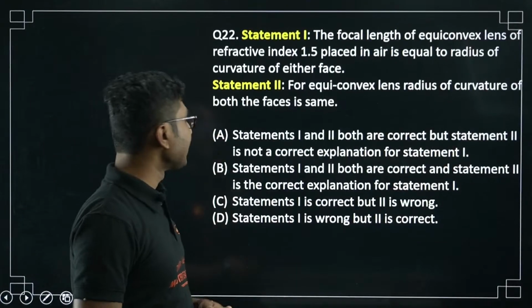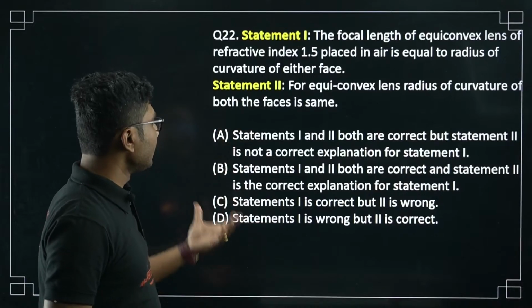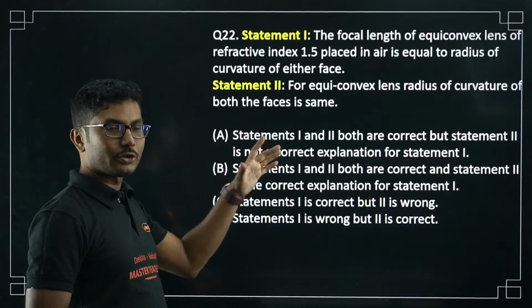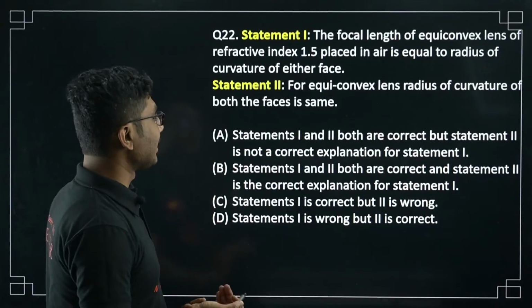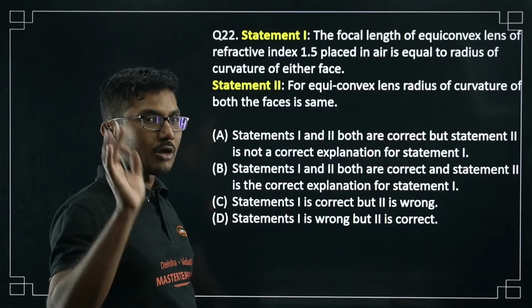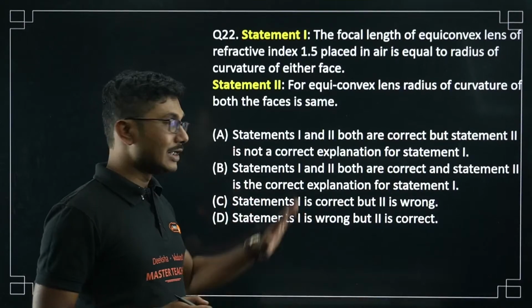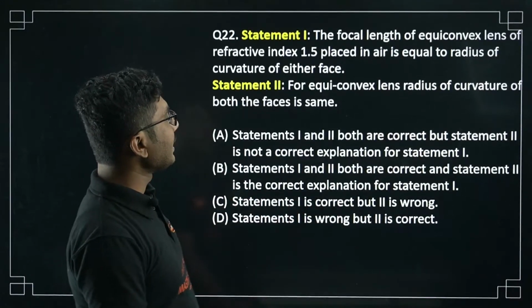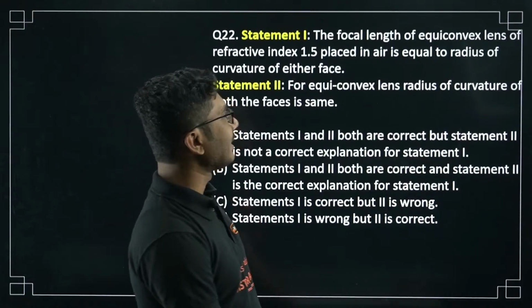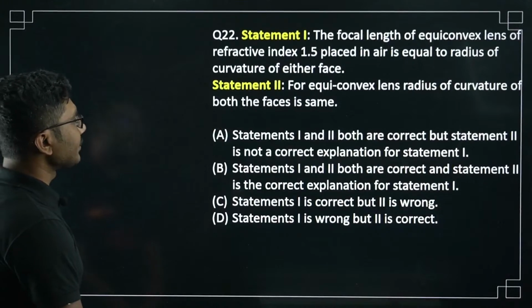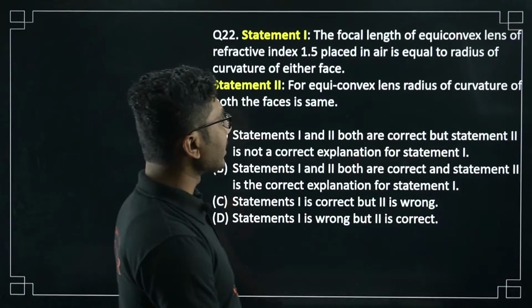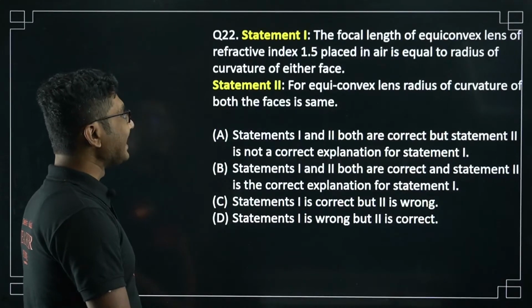Now another statement based question, same pattern. B is the option where both are correct and statement 2 is the correct explanation. A is where both are correct but not the correct explanation. If you see the other options, at least one of the statements is incorrect. The option where both are incorrect is not given here. Statement 1: The focal length of an equiconvex lens of refractive index 1.5 placed in air is equal to the radius of curvature of either face. Okay, for an equiconvex lens, the radius of curvature of both the faces is the same.